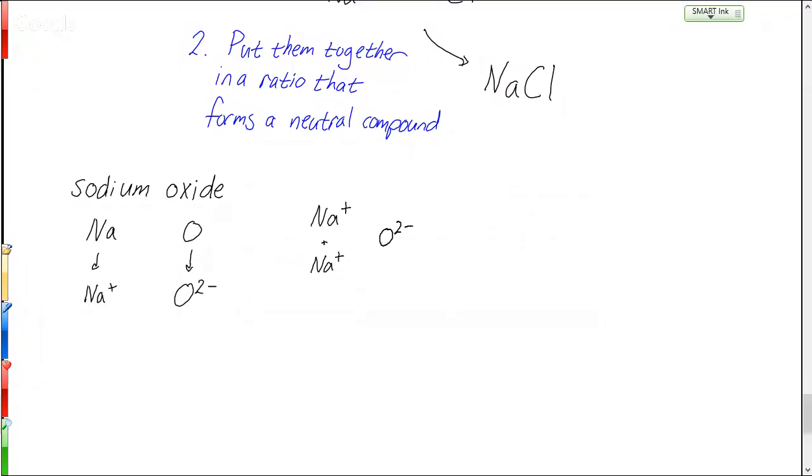For every one oxygen, so that we have 2 plus total and 2 minus total. The way we write that then is with a subscript 2. So the compound sodium oxide would be Na2O, like that. And this tells us that there's 2 sodiums for every oxide, because we've got +1 on the sodium, -2 on the oxygen.